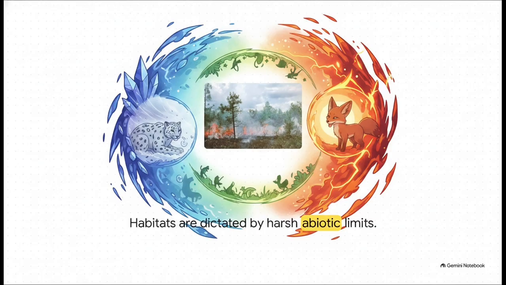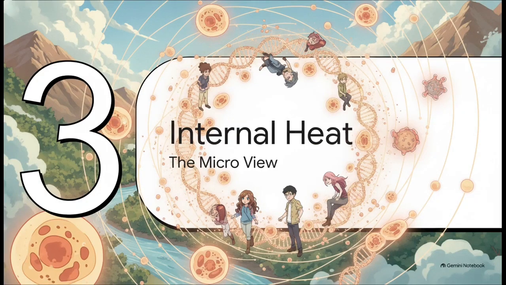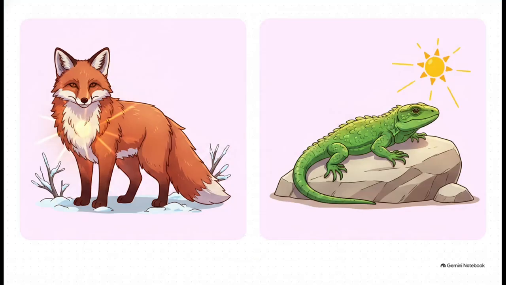If the environment gets too hot or too cold outside this niche, the organism simply cannot survive there. Honestly, it doesn't matter how much food is available. If the temperature is wrong, it's game over. Section 3. Internal heat regulation, zooming in to the micro view. So if temperature is the grand architect of where animals can live, how do individual bodies fight back?